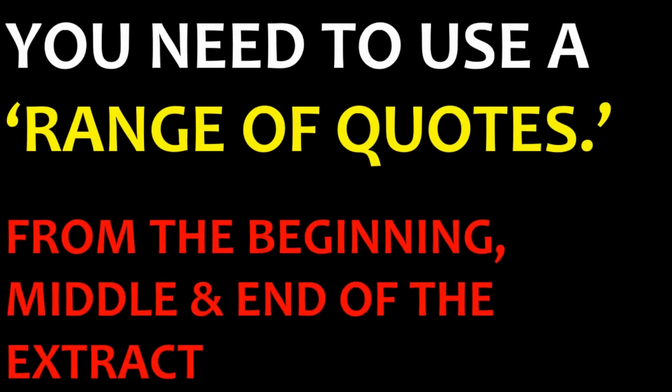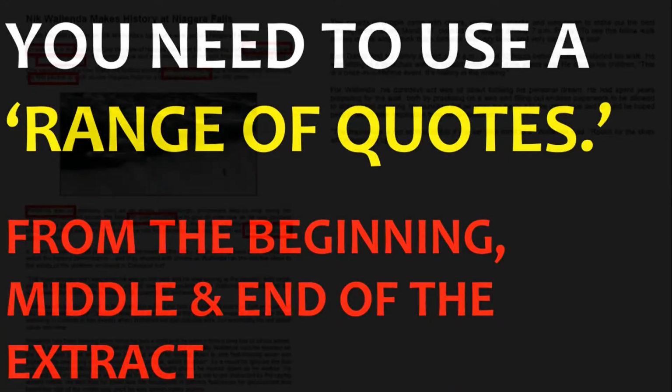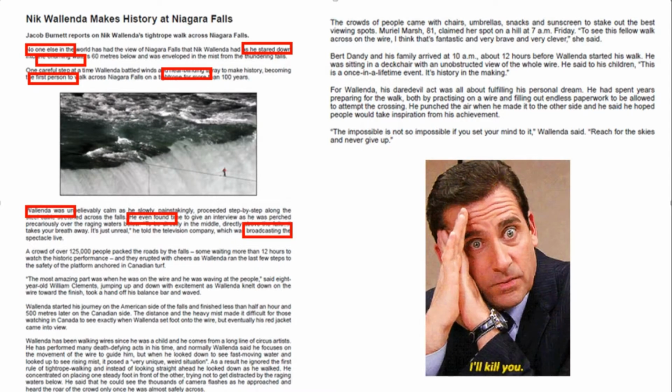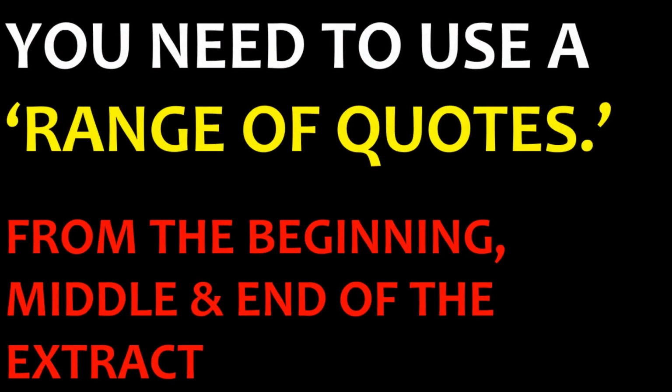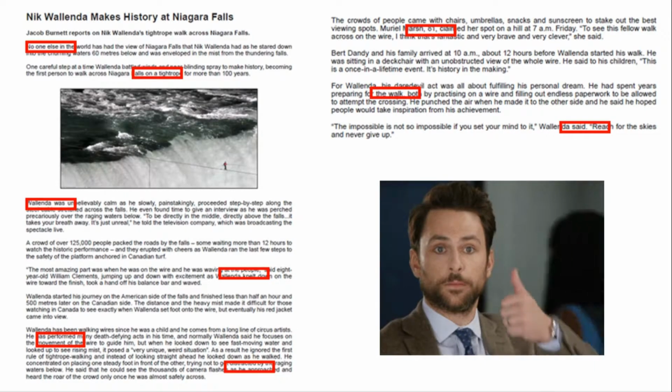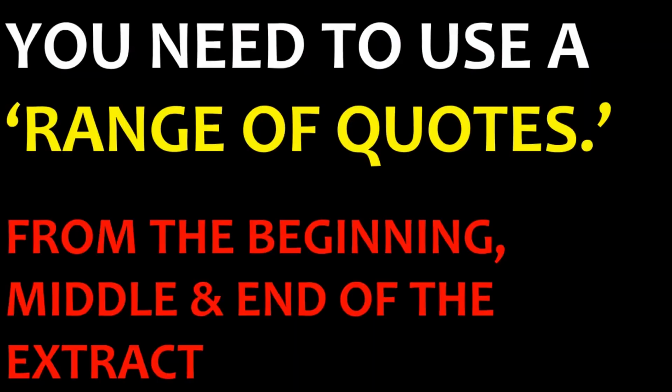Okay, you need to use a range of quotes, so if we're looking for 5 to 6 quotes, use quotes from the beginning, middle and end of the extract. So we don't want this, where you're using quotes just in the beginning, that's not going to get you a lot of marks. We want something like this, where you're using quotes from all over the extract to show the examiner that you've read the whole extract.